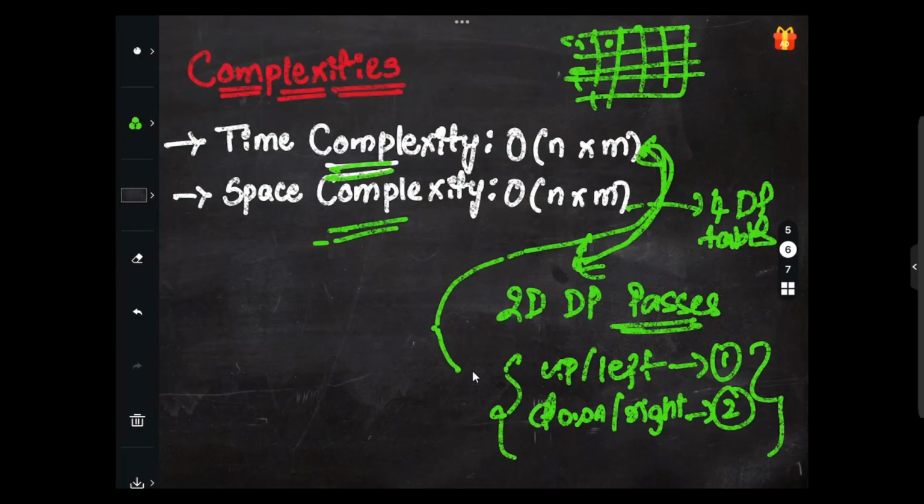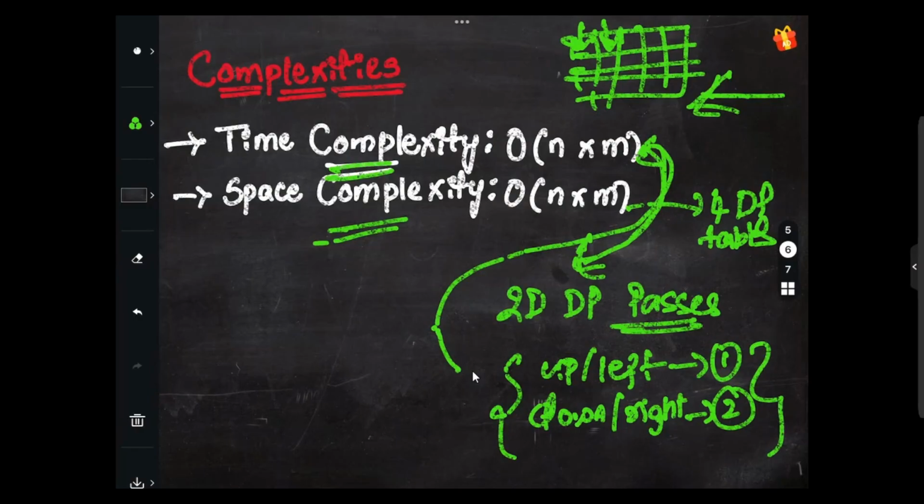Suppose we visit this one, I have just considered this for example's sake, not exactly the same: 6 into 8. I have just considered the grid here. If I visit the first cell, I have to mark it visited. If I visit the second cell, I have to mark it as visited, right? So this will go with the 4 DP tables and the visited array.